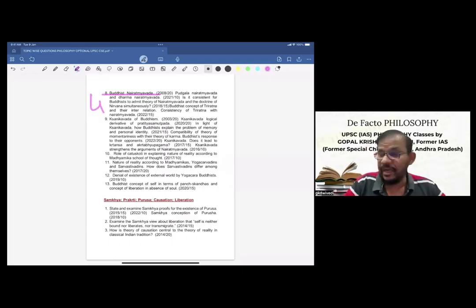Then Kshanikvad, again a very important topic. If you see 2003, 2020, 2021, 2022, 2017, 2016, this has been asked again 6 times. Then the role of Chatushkoti in explaining the nature of reality. Then the nature of reality according to Madhyamikas. Denial of the existence of the external world by Yogachara Buddhists. Then the Buddhist concept of self in terms of Panchaskandhas and the concept of liberation in the absence of soul. So these are the 12 years' questions which have been asked in Buddhism.